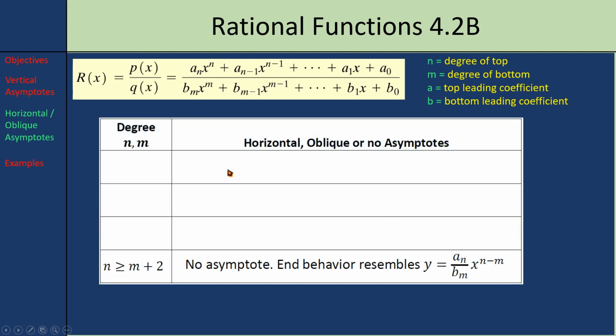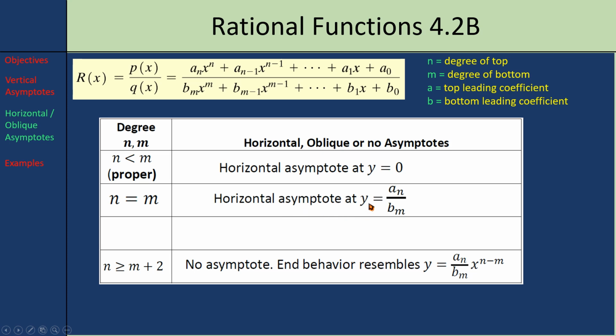If n is less than m, that means the degree on top is smaller than the degree on the bottom, your horizontal asymptote is at y equals 0. As long as the exponent of the top is smaller than the exponent of the bottom, it's just a straight line across where y is equal to 0. If they're equal, if they're both like third degree, fourth degree, then you have a horizontal asymptote at y equals a over b, which is the leading coefficient over the leading coefficient.